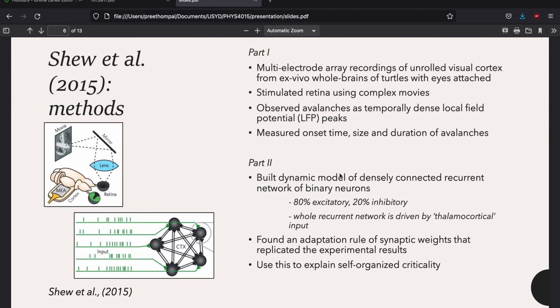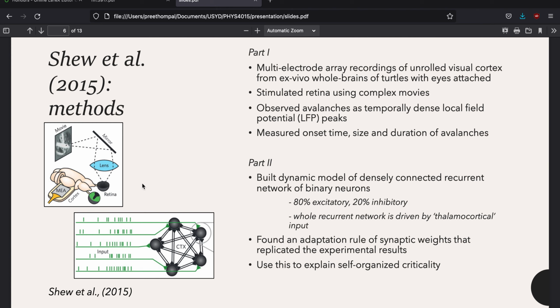So it's divided into two parts, where there's an experimental section and then they build a model to try and replicate the experimental results. In the first part, they're using multi-electrode array recordings that are stuck onto an unrolled visual cortex from these whole brains from turtles, actually. And they still have their eyes attached. And so what they do is that they drive retinal input using a movie. So you can see the movie is pointed at the retina, and that in turn drives input into the visual cortex, which is being recorded using this multi-electrode array.